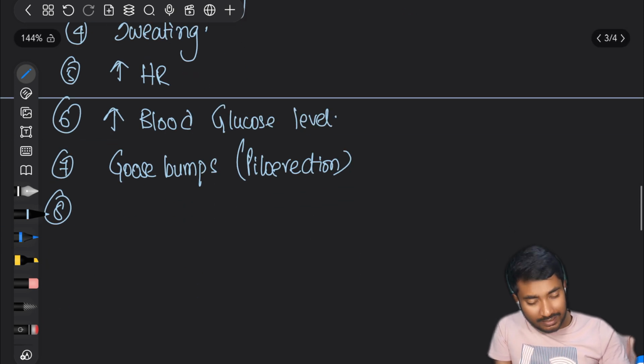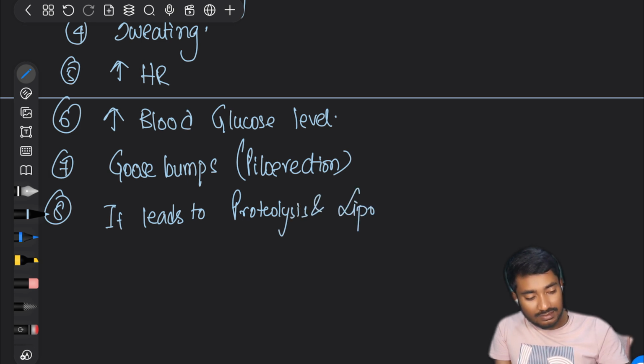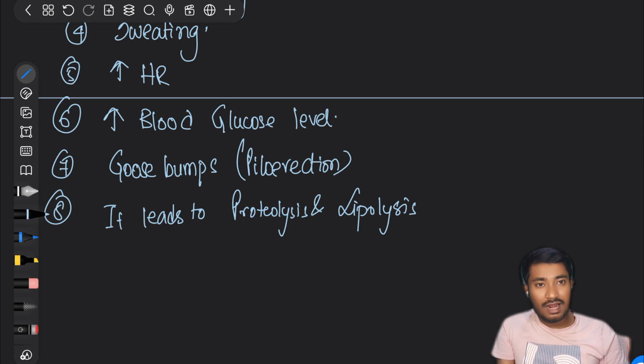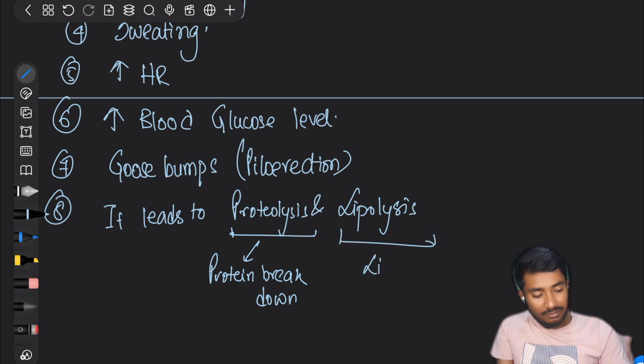It leads to proteolysis and lipolysis. Proteolysis means breakdown of the proteins, while lipolysis means the breakdown of the lipids.